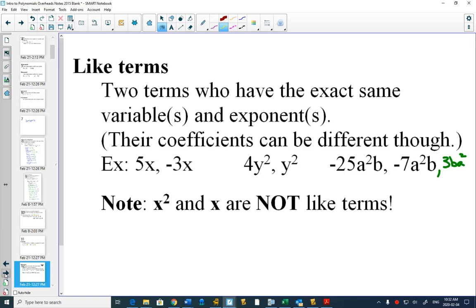Even if you have more variables, here we have an a squared b, here we have an a squared b. And I even wrote a b and an a squared. All 3 of those would be the same because all 3 have 1b and a twice.